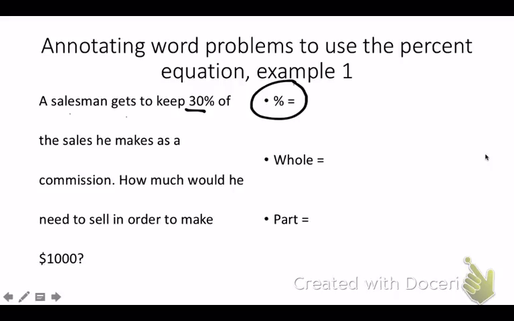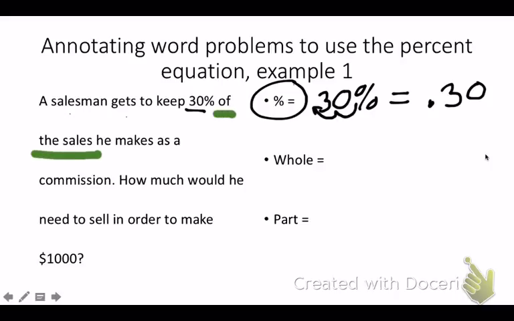I don't see another percent in the problem, so that percent, that 30, is going to go right here. Please remember, though, that it does need to be a decimal. I got that by moving my decimal 2 places to the left, in case you've forgotten. Now I'm going to look for my whole number. It says the salesman gets to keep 30% of the sales he makes. Okay, so that is a possible whole amount.